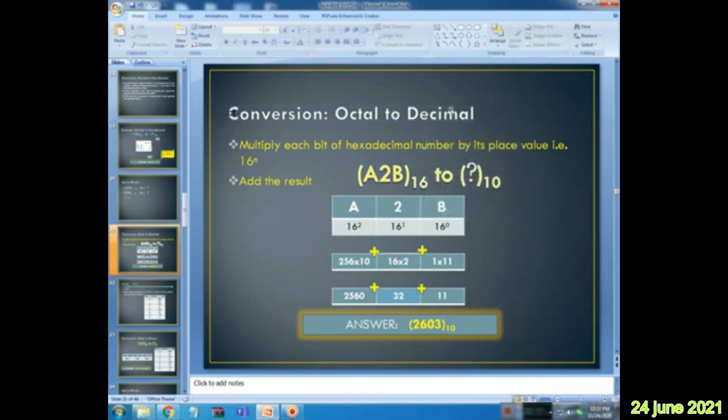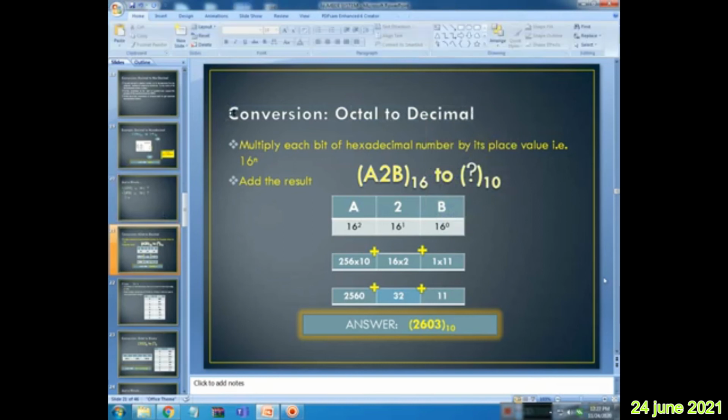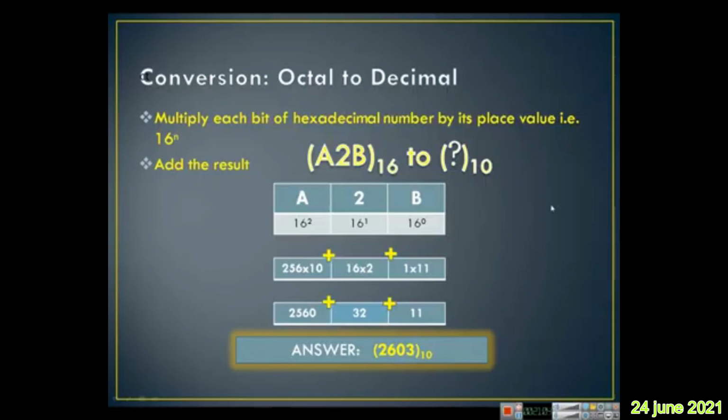Octal to hexadecimal. Remember, here is a mistake. It is conversion from hexadecimal to decimal. Multiply each digit of the hexadecimal number by its place value, and add them. This is not octal, this must be hexadecimal. Now a hexadecimal number is given, A2B, base 16, to a value in base 10.